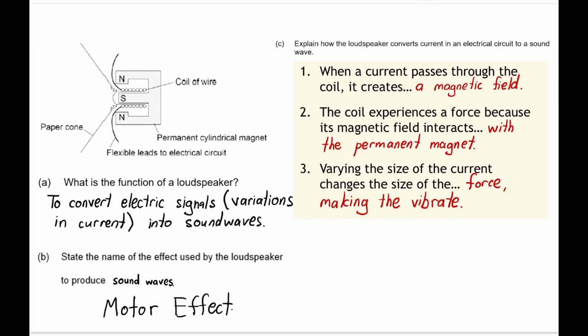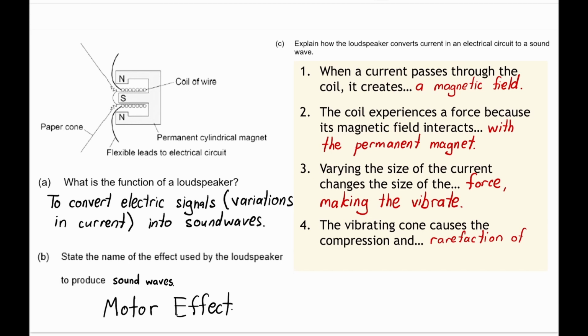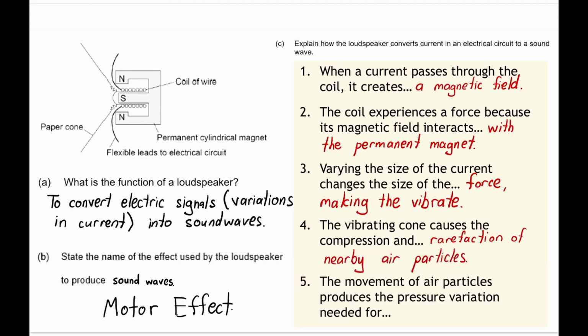In this particular question, we've also been asked to refer specifically to sound waves, so it's worth finishing our answer by discussing how sound waves are made explicitly. The vibrating cone causes the compression and rarefaction of nearby air particles. And the movement of air particles produces the pressure variation needed for a sound wave.